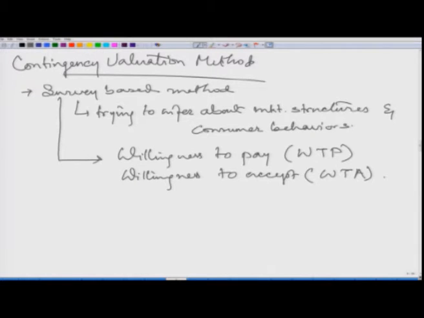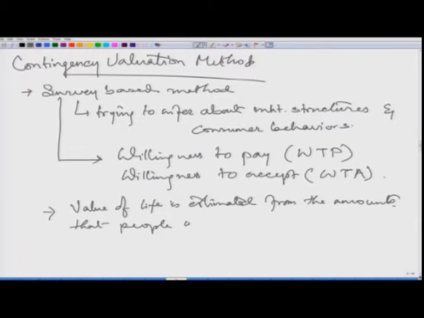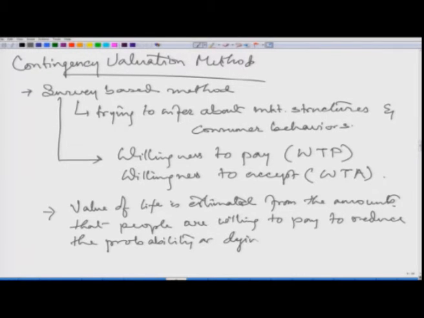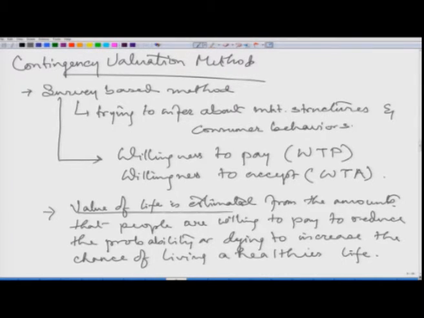So we try to estimate the value of life. The value of life is estimated from the amounts that people are willing to pay to reduce the probability of dying, or to increase the chance of living a better, healthier life, whichever way. Yes, so that is the value of life, right?